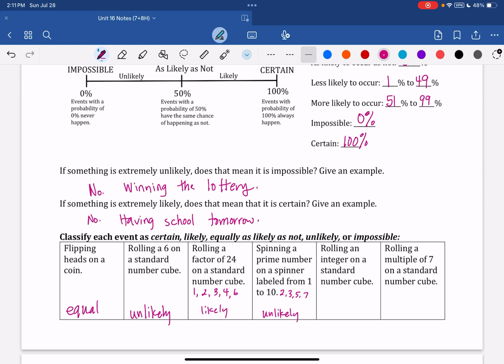Rolling an integer on a standard number cube. Well, that's certain. There's only integers on a standard number cube. Rolling a multiple of 7. So 7, 14, 21, so on. That's impossible. Because only 1 through 6 are available.